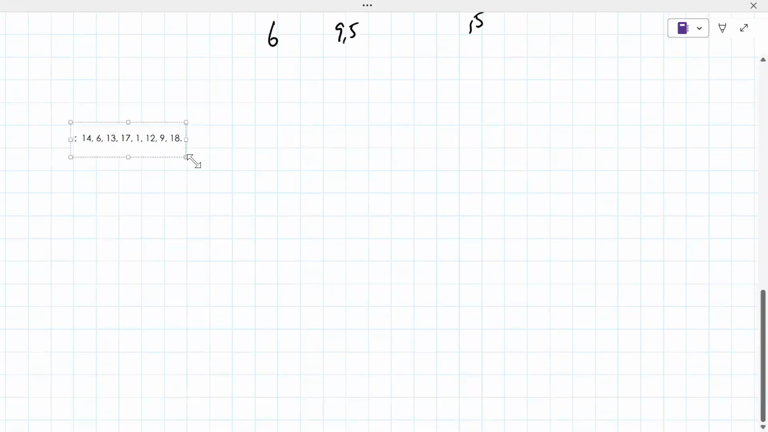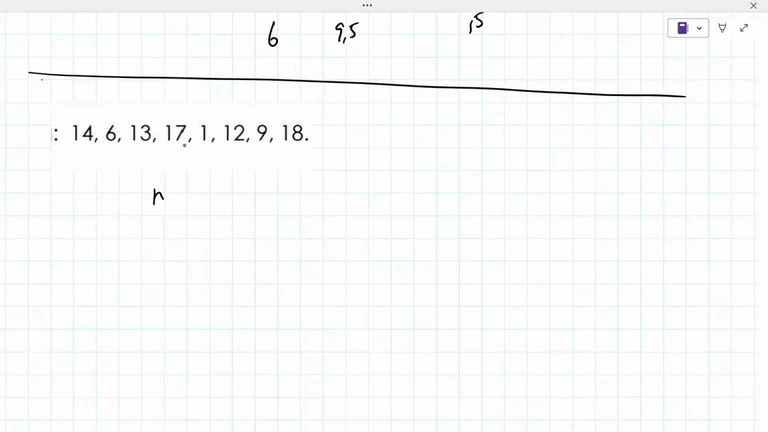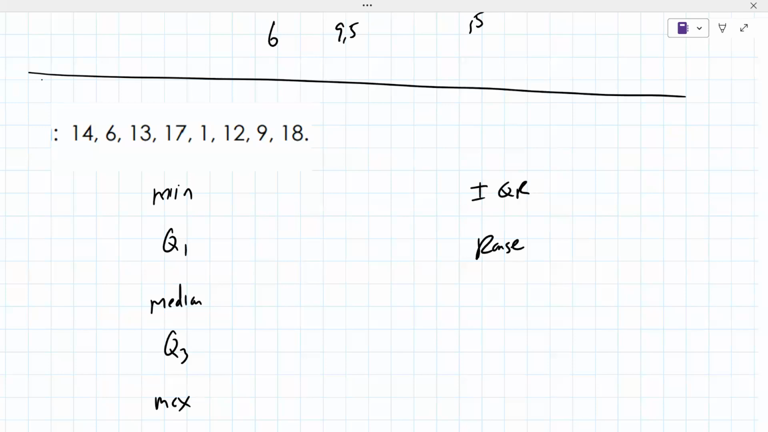All right. So here's your next problem. I would recommend putting them in order first, but here's what I'm looking for. I'm looking for the min, Q1, the median, Q3, the max, the IQR, and the range. Go ahead and work that out. Let me know if you have any questions.